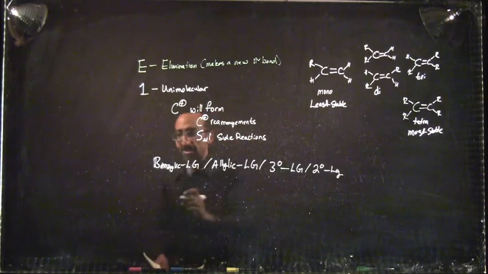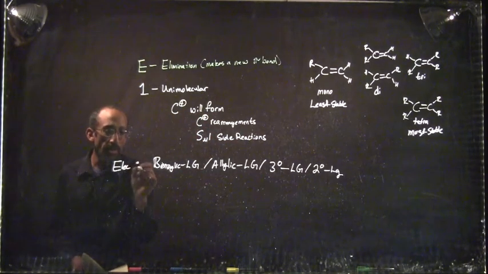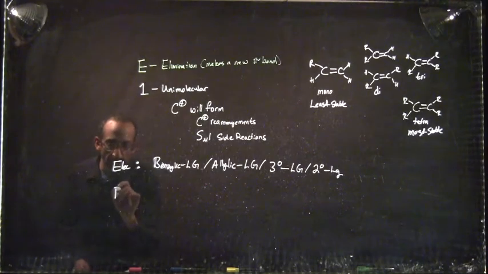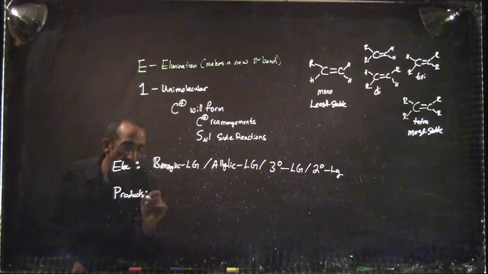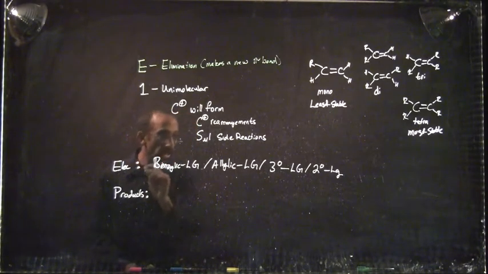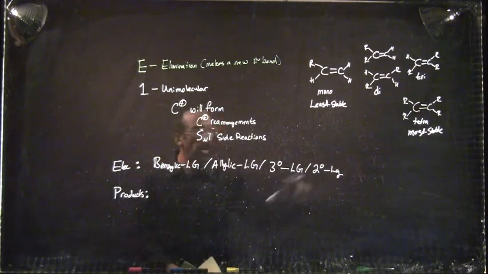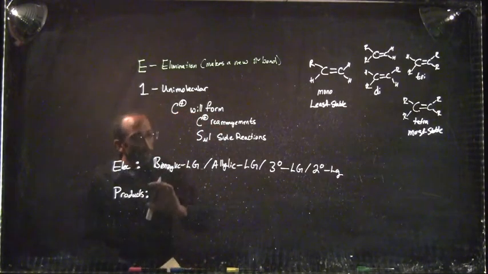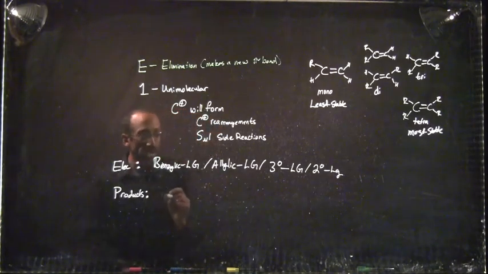Okay, so now this is talking about our electrophiles, and for our products, we can say that the order of preference, similar to our order of preference for electrophiles, follows carbocation stability. We're going to talk about stability from most stable to least stable in terms of our products.